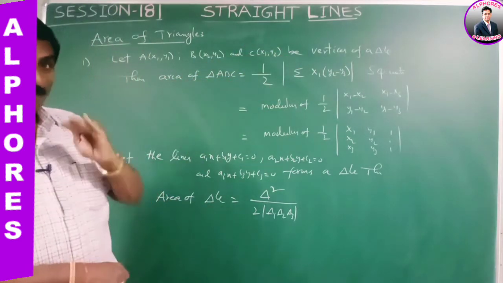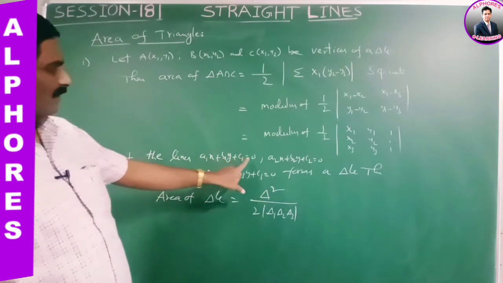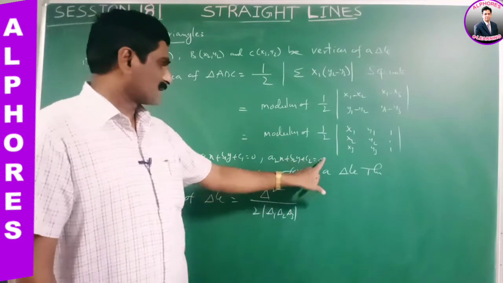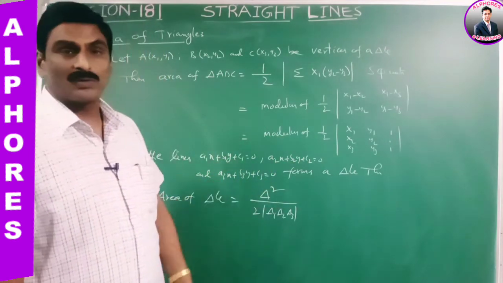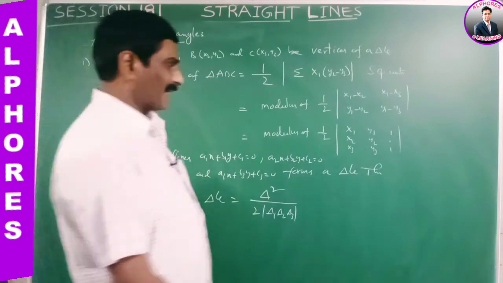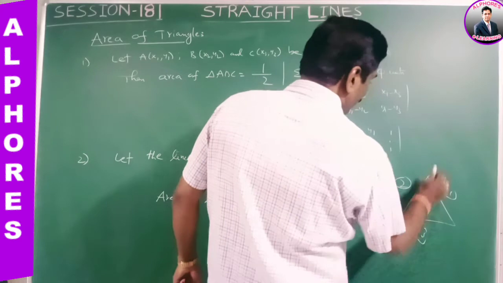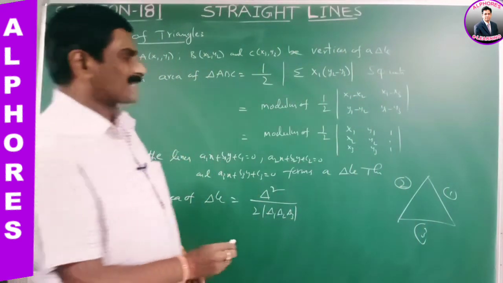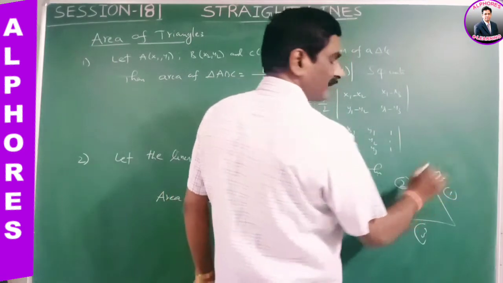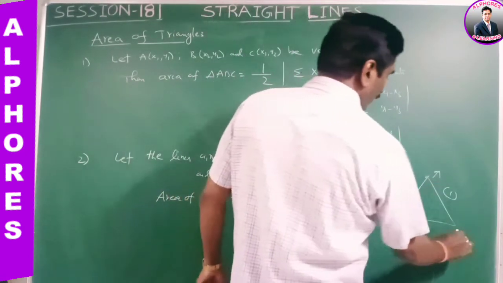Okay. Suppose the lines are given. Let the lines a1x plus b1y plus c1 is equal to 0, a2x plus b2y plus c2 is equal to 0 and a3x plus b3y plus c3 is equal to 0 form a triangle. That means these are the first line, the second line, and the third line. What is the area? In this case, by solving 1 and 2, we find the vertex A. By solving 2 and 3, we find the vertex B. By solving 1 and 3, we find C.